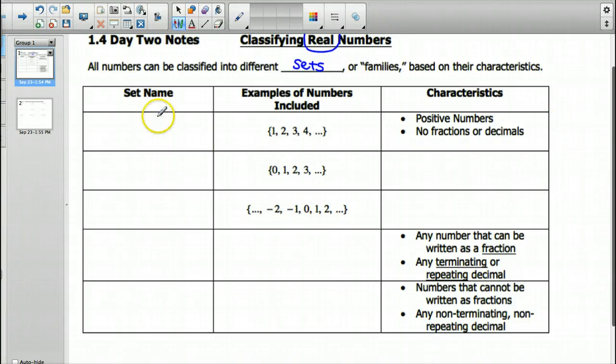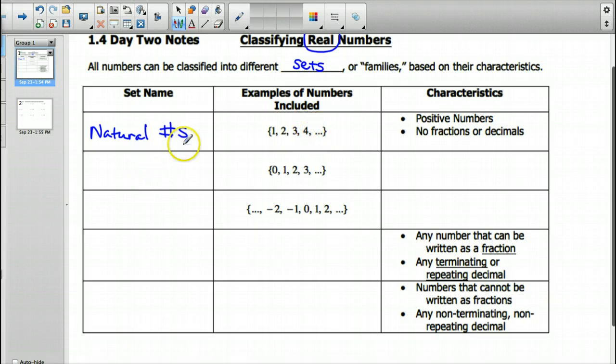Okay? So the first set of numbers that we have are what are called the natural numbers. Sometimes we call those the counting numbers. And those numbers start with the number 1, and they continue on to 2, 3, 4, 5, 6, etc. Okay? So these numbers are all the positive numbers, and they don't include fractions or decimals. The reason we call those the natural numbers is because those are the numbers that when you first learn how to count, those are the numbers that you start with. Okay? So numbers 1, 2, 3, 4, on and on and on, those are part of the natural numbers.